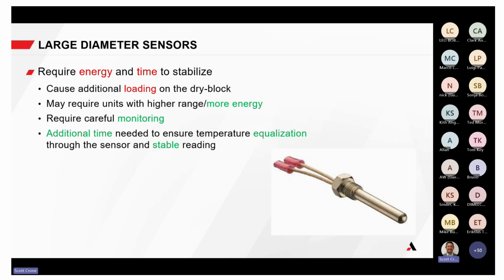You don't want to have a large sensor and have that sensor require a temperature that's right at the edge of what that dry block can do, because you may or may not have the energy to affect that and go to stabilization with that sensor. So it may require units with higher range or more energy available.